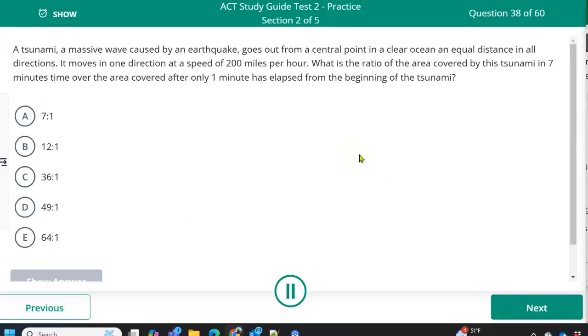A tsunami, a massive wave caused by an earthquake, goes out from a central point in a clear ocean an equal distance in all directions. It moves in one direction at a speed of 200 miles per hour. What is the ratio of the area covered by this tsunami in 7 minutes time over the area covered after only 1 minute has elapsed from the beginning of the tsunami?